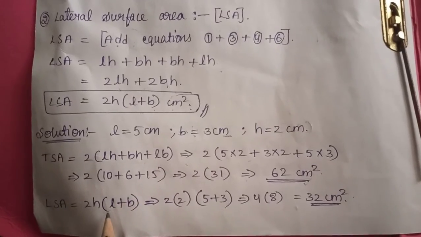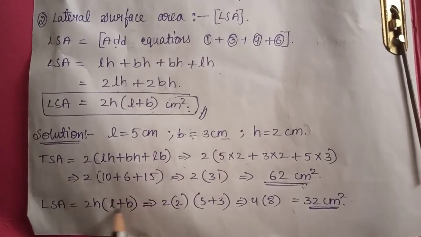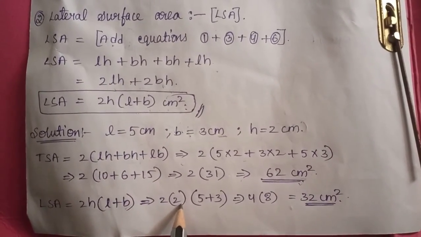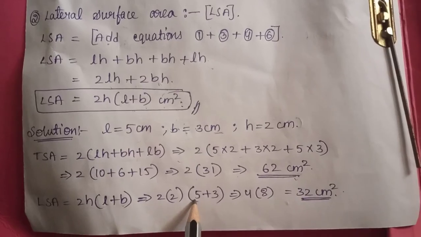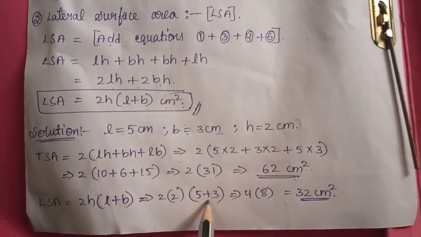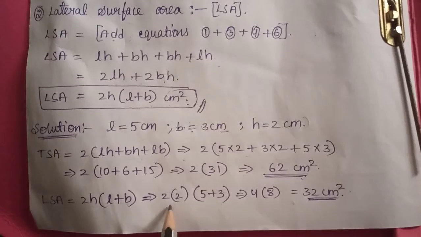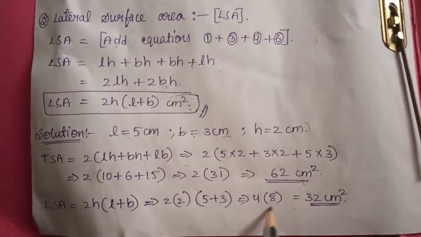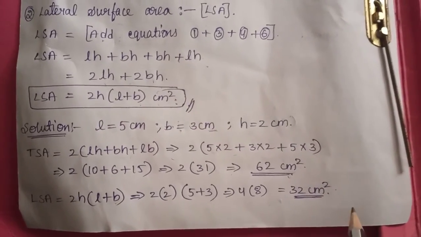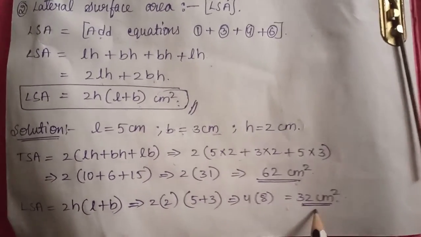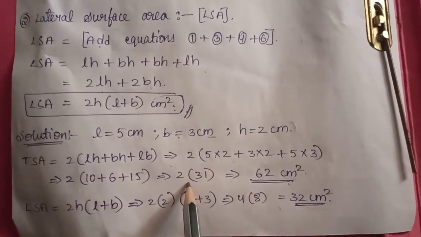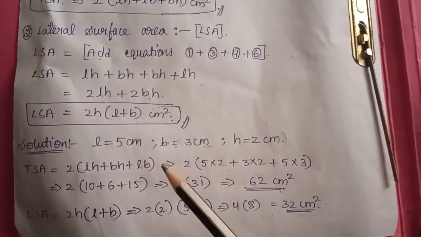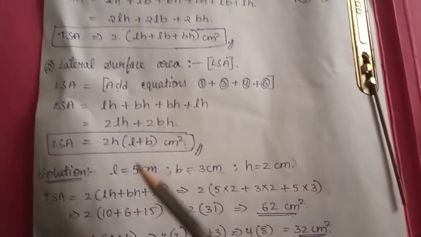And for the lateral surface area, first of all we should write the formula, that is 2H into (L plus B). Here 2 into height is 2, and L is 5, plus breadth is 3 centimeters. So 2 twos are 4, and 5 plus 3 is equal to 8. So 4 into 8 is 32 centimeter square, as it is an area. So this is the lateral surface area of the cuboid which I have taken. So this is the solution. You can solve problems like this by using the formula.